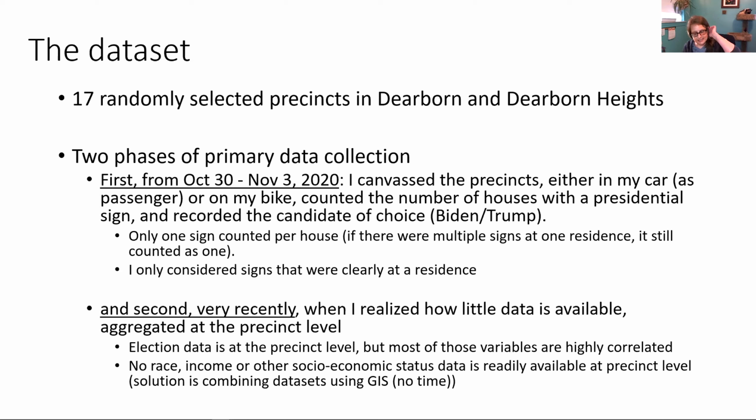The second phase of data collection happened very recently, when I found out that not a lot of data is aggregated at the precinct level in the US. It's mostly electoral data. You can get it from your county clerks and it's all readily available. But the problem with electoral data is it's very highly correlated and there are a lot of multicollinearity problems if you use it in modeling like this, because I could build you an excellent model predicting Biden vote from Gretchen Whitmer vote in 2018. But with only 17 observations, no other predictor would have a chance in such a model. So what I wanted was race or economic information about these precincts. And I'll tell you about what I did to fix that problem.